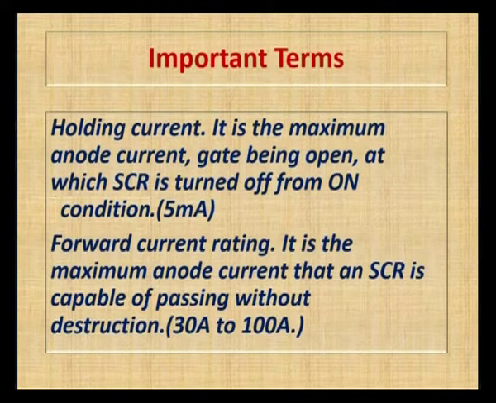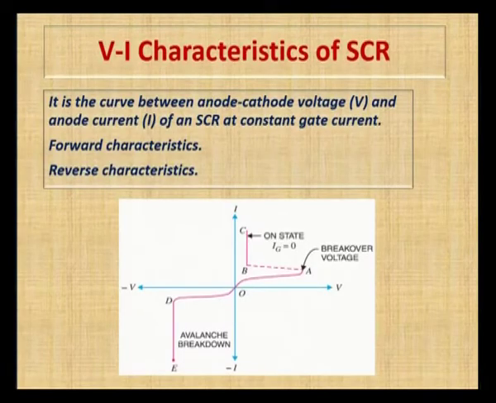Next we move on to the VI characteristics. We know about some of the terms of the SCR. Now let's look at the VI characteristics of the SCR, which is a curve between anode to cathode voltage and anode current. Let us see how the anode current varies with the anode to cathode voltage.